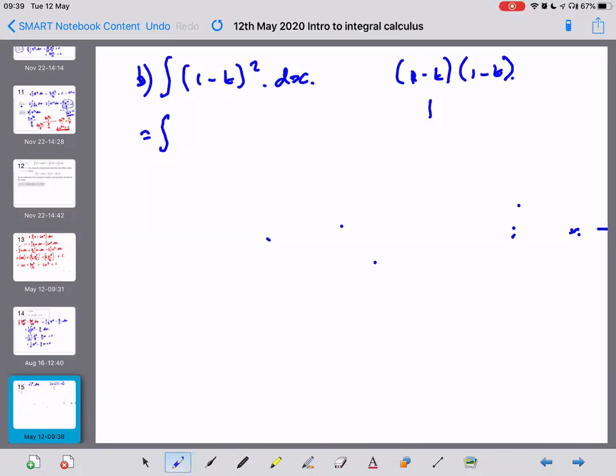1 times minus t is minus t. 1 times minus t is another minus t. And then plus t squared. So we end up with this quadratic, t squared minus 2t plus 1. All follow that?